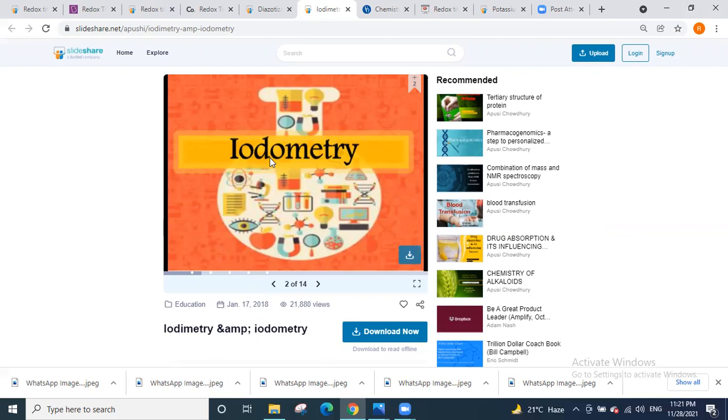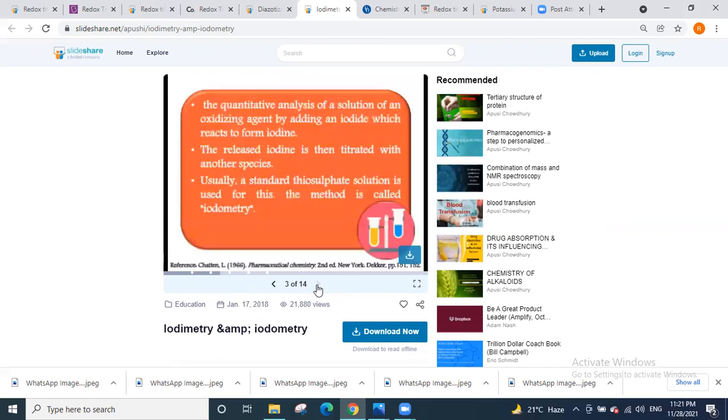It is an indirect method in which iodine is liberated during the reaction, and the liberated iodine is utilized for the quantification of our analyte. So how we perform it is the quantitative analysis of the solution of an oxidizing agent by adding an iodide, which reacts to form iodine. The iodine is produced in the reaction medium. Iodine is liberated with the help of iodide.